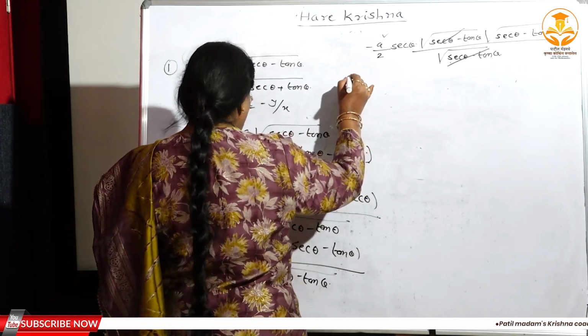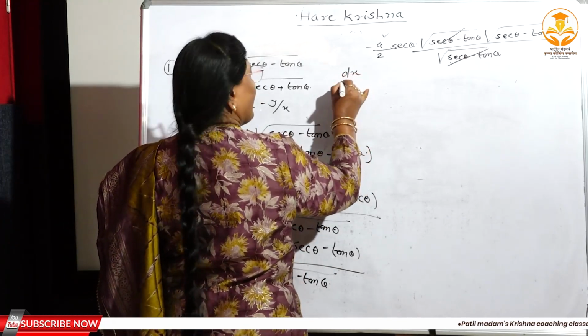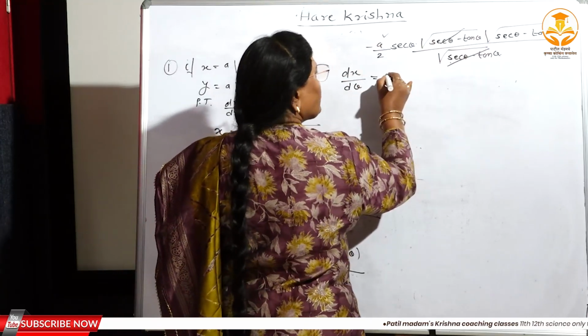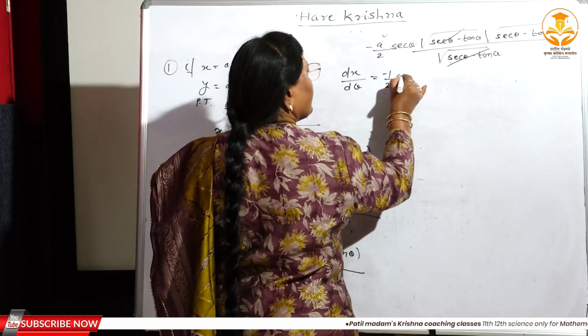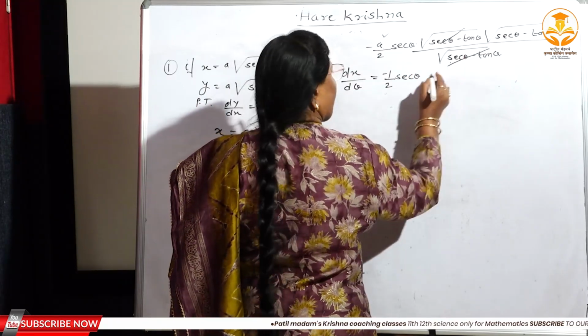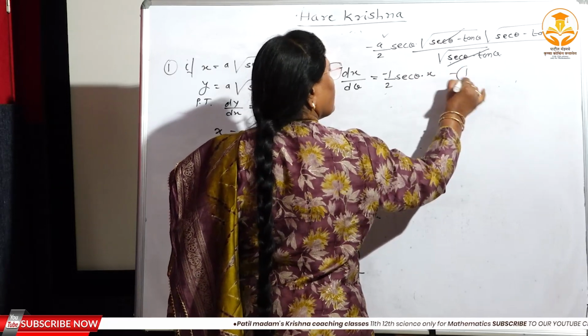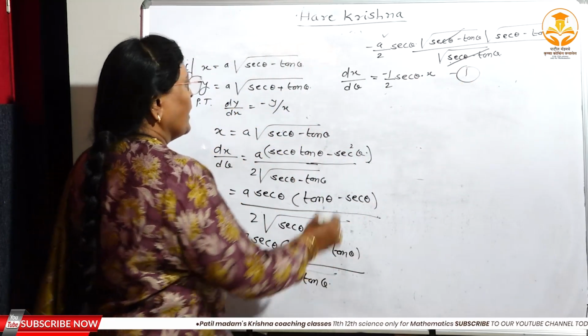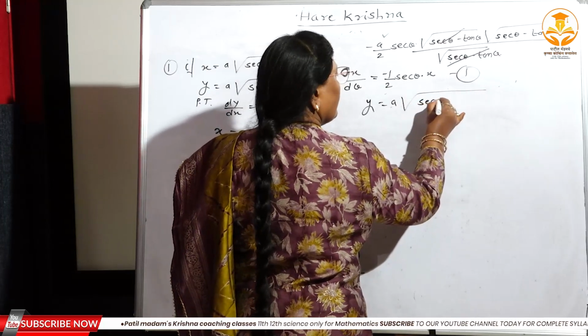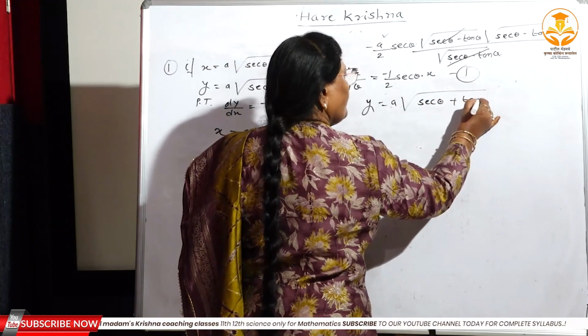Therefore, in place of this, dx divided by d theta, we can write as a into minus 1 by 2 sec theta remain as it is, and a into root of sec theta minus tan theta you can write as x, and this is the right. Again you can consider y is equal to a root of sec theta plus tan theta, right?